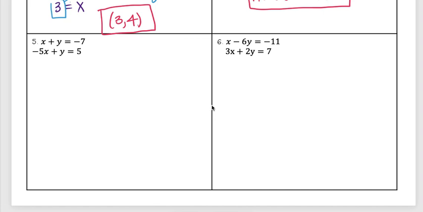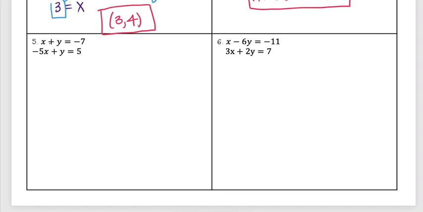So for these examples, I don't have a variable already isolated. In the first two videos, I had an x or a y already by itself. But now for these examples, I need to isolate a variable first. So looking at this first example, there are several that I could do that won't be too bad.